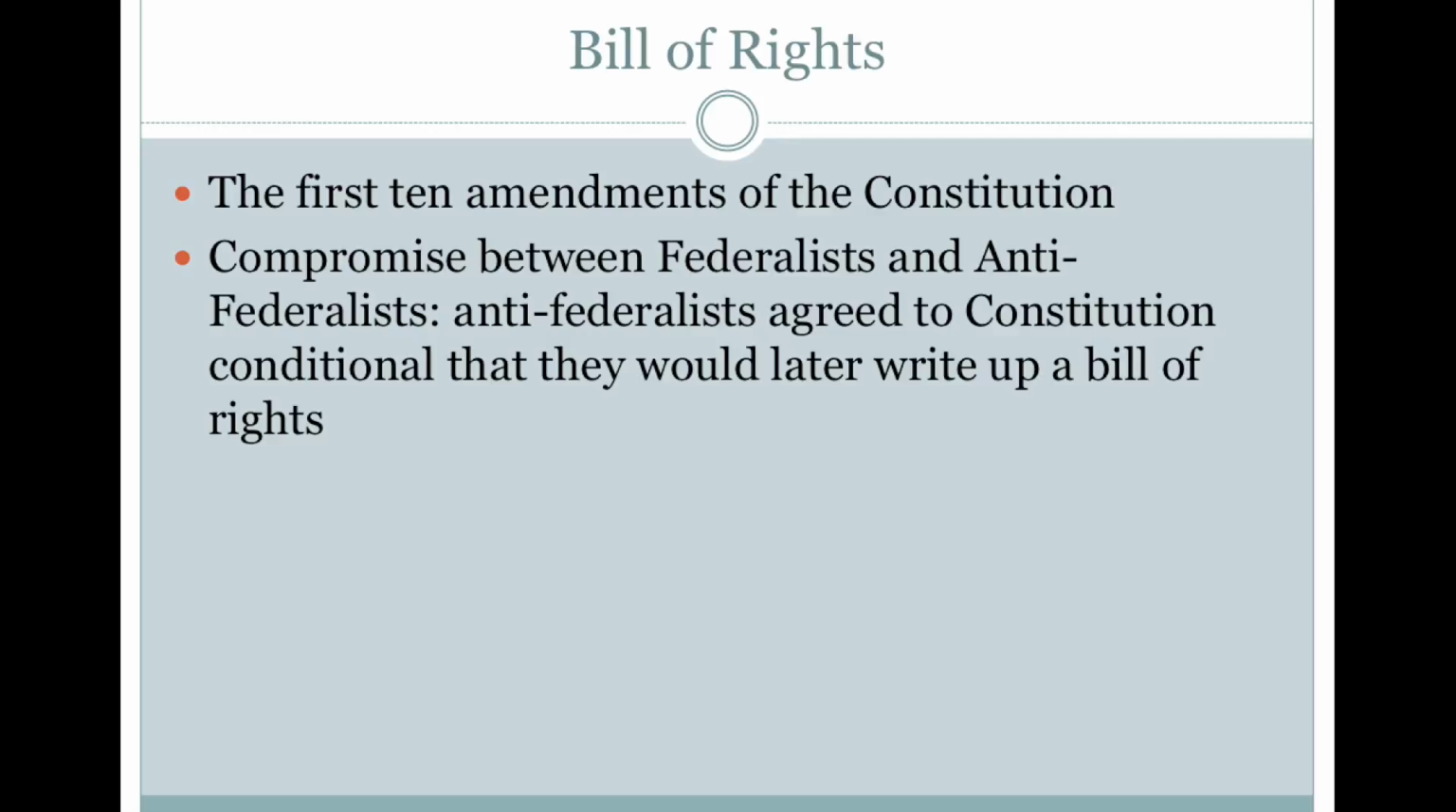The Bill of Rights. This is comprised of the first 10 amendments to the Constitution, and it represents the compromise between Federalists and Anti-Federalists. So the Federalists agreed to the Constitution conditional that they would later write up a Bill of Rights.